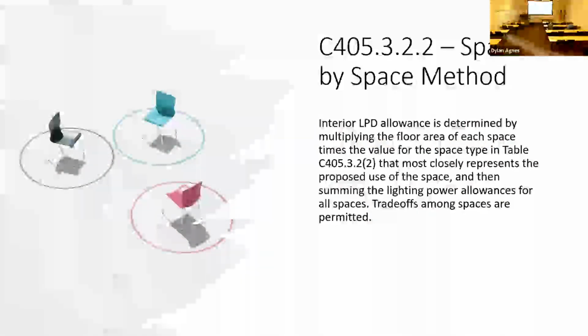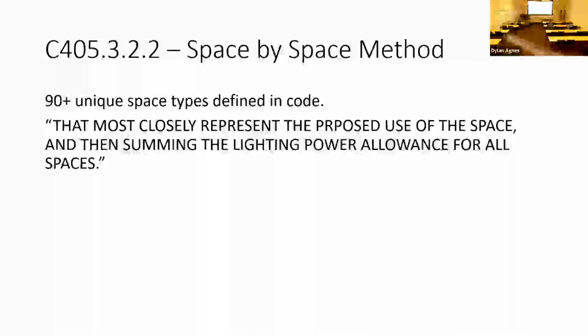So the space by space method is determined by multiplying the floor area of each space times the value for the space type in the table following that most closely represents the proposed use of the space, and then summing the lighting power allowances for all spaces. Trade-offs among spaces are permitted. There are 90 plus unique space types defined in the code. I am not going to list them out for you. I'm sorry, it's about 2-3 pages worth. You can go look at that.